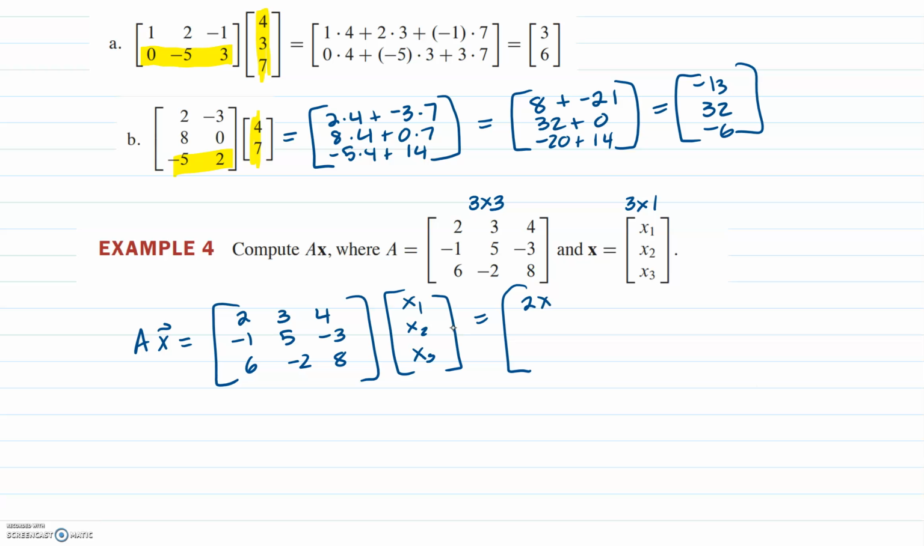The second one I'll show. Here it is. I'm going to take the dot product of the second row of matrix A with the entries in vector X. So I get -x1 plus 5x2 minus 3x3. And finally, the last row here would be 6x1 minus 2x2 plus 8x3. And that would be the answer.